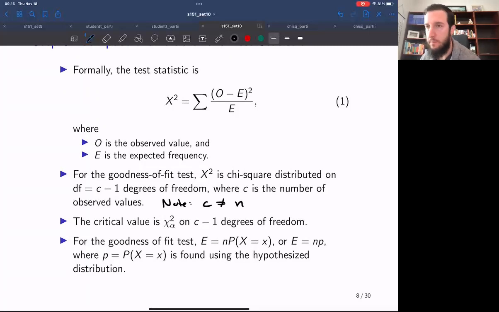Our critical value and p-values are going to be distributed on c minus 1 degrees of freedom. And our expected values are going to be the sample size times the pre-established probability of observing each outcome. And again, I'll show lots of examples of this momentarily.